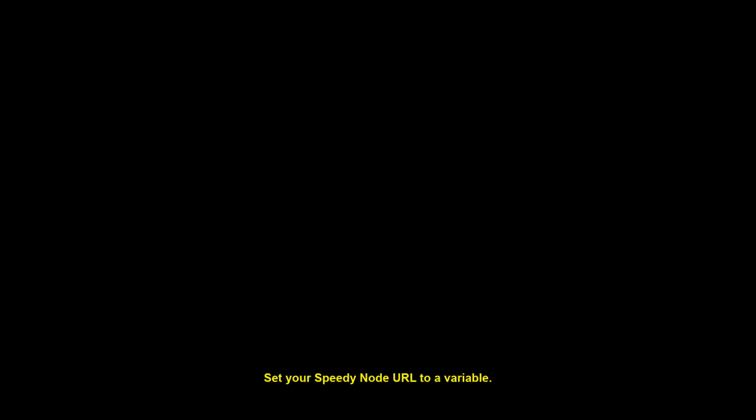Set your Speedy Node URL to a variable. Write an async function to handle your RPC requests. Inside the function, use Axios to make a POST request to the node URL. Include the necessary headers, such as content type. Format your JSON RPC request body according to your needs. Call the function and handle the response to confirm the connection.